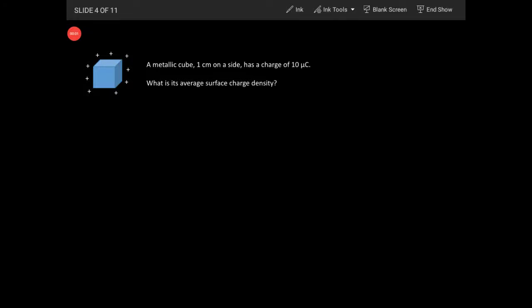All right, howdy. So for the second example, what we want to do is look at this cube. We have a metallic cube, and we want to figure out what its surface charge density is. So that's the charge on the surface. Now that's going to be all the charge.